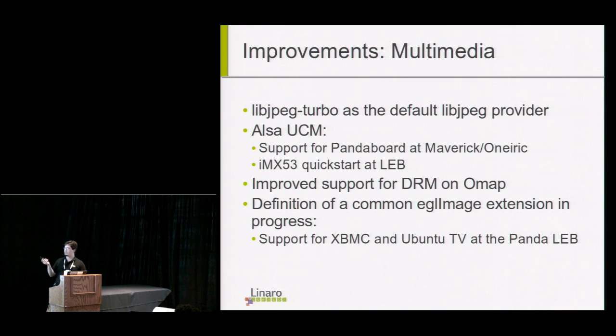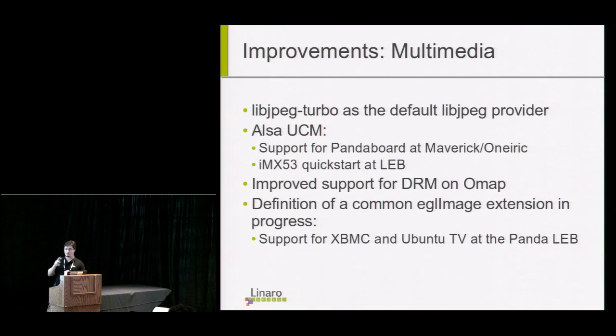Something that is still a work in progress is the definition of a common EGL image extension to enable texture streaming that would also work with EGL. So you could do the video decoding, and then just push it as a texture and manipulate it and compose it in the way that you would like in your own application. We have one sample implementation for OMAP at the LEB. We're trying to work with the other vendors to make this an official extension with Khronos.